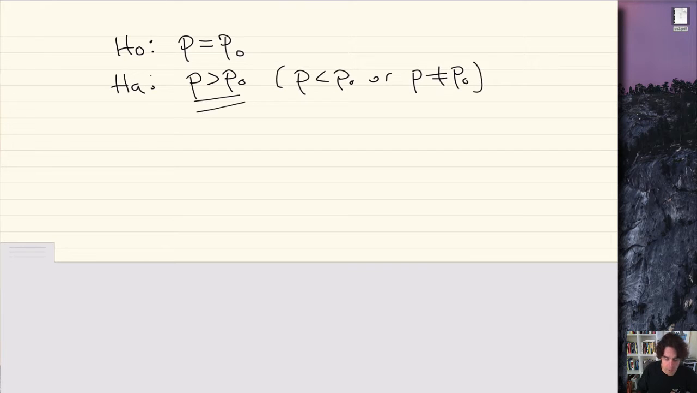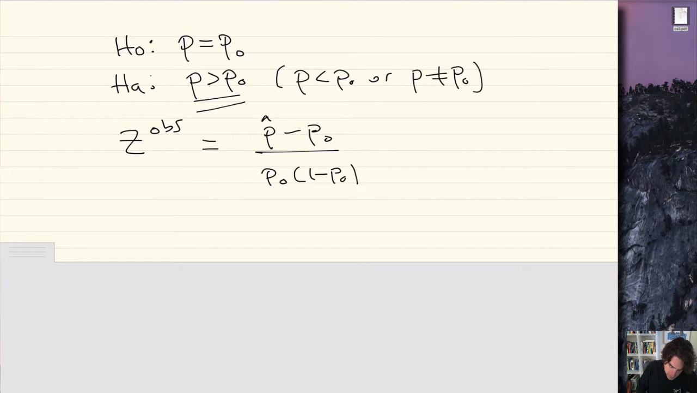So the process involves calculating a test statistic. In this case, we'll call it Z observed. And it's obtained by taking the sample proportion, P hat, minus P0, divided by the standard error, the square root of P0 times 1 minus P0, divided by N. Now notice I've calculated the standard error assuming that P0 is the true value of P.